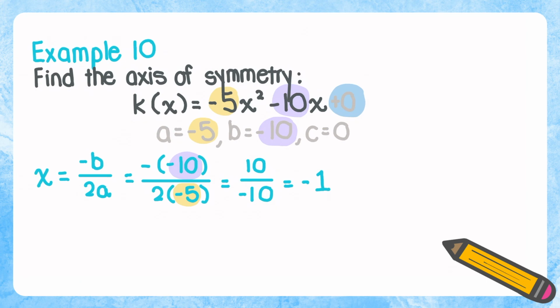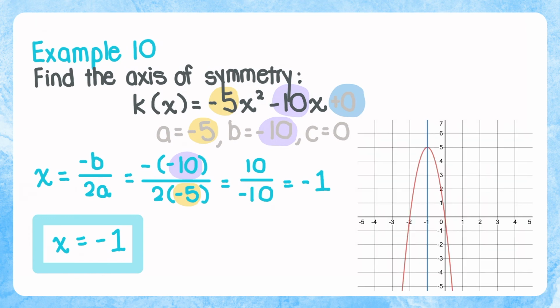Go ahead and pause if you would like to review the steps. I know I went a little quicker here. So we found the axis of symmetry. We know that the axis of symmetry is x equals negative 1. Go ahead and review each step to make sure it makes sense in your head. Try going over the problem on your own again.